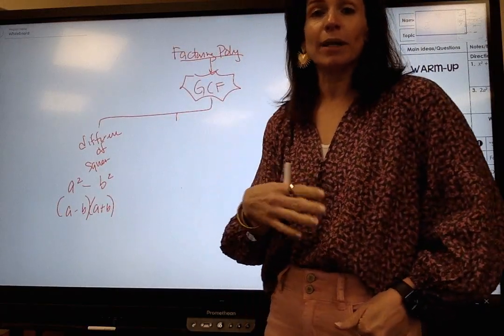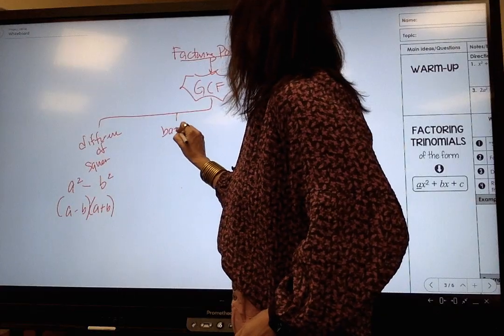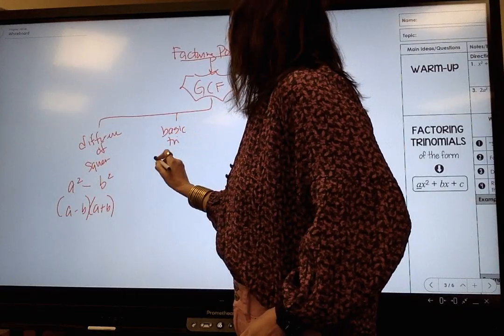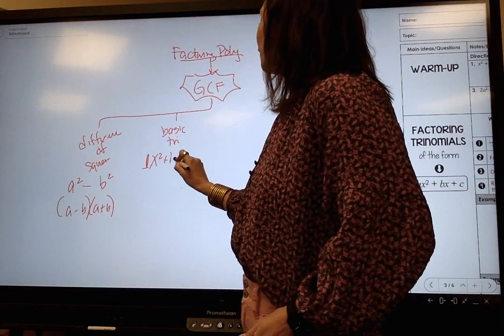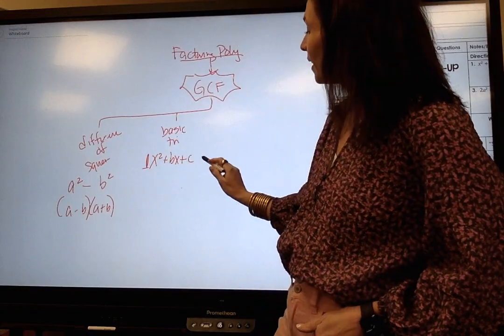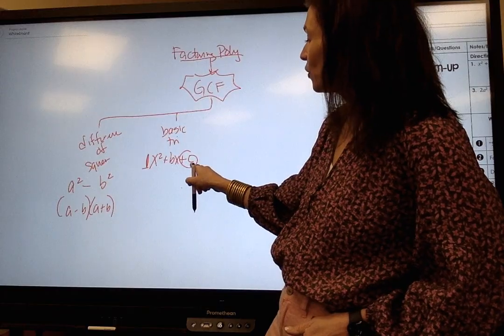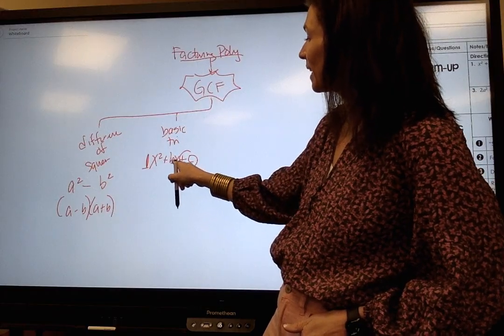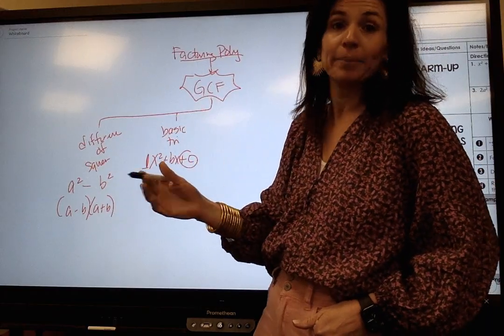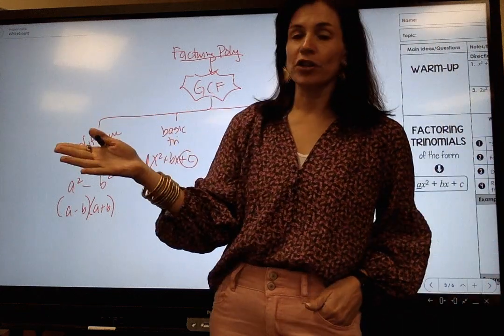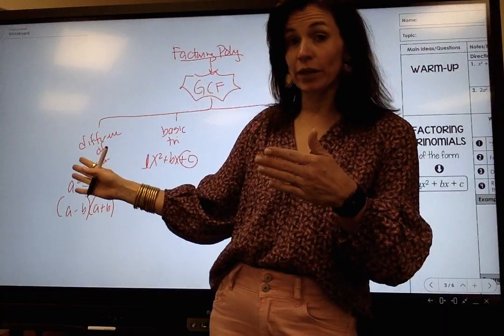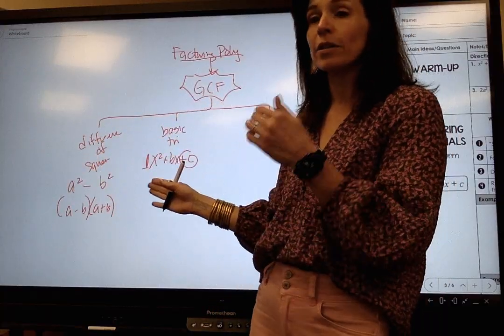The second method was, is this a basic trinomial? So is our leading coefficient a 1? If it is, then I look for the c and the two numbers that multiply together to give me c and add together to give me b. Okay, that was the basic trinomial. Now, after we take out our GCF, we ask ourselves, can we do a difference of squares? Can we do a basic trinomial?